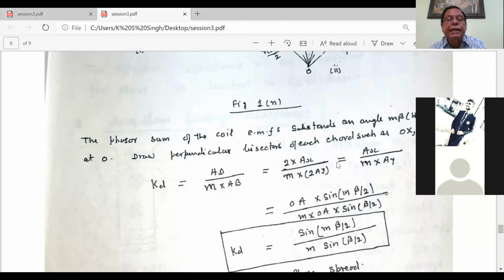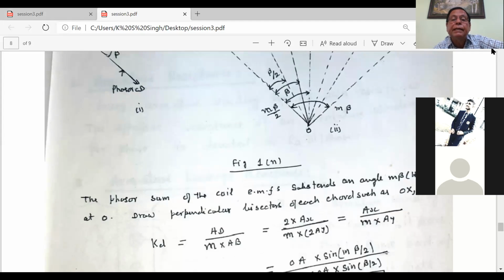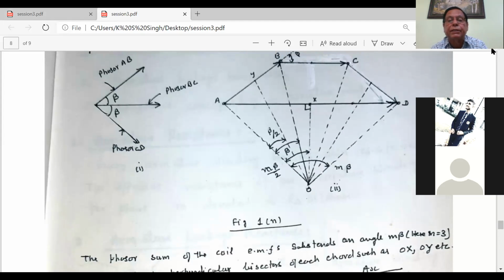That is AD into AB, that is AD is equal to 2AX. If you see the figure, AD is equal to 2AX and AB is equal to 2AY, and you will find AX by AY. If you go in the figure, what will be the value of AX? You take this triangle AOX. What is the value of AX? AX is equal to AB sine mβ by 2.